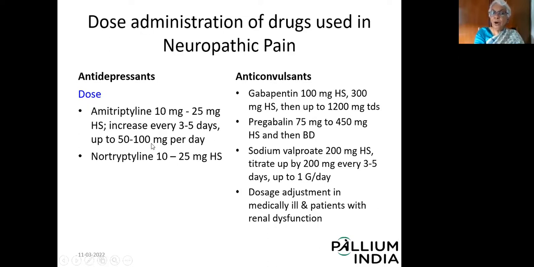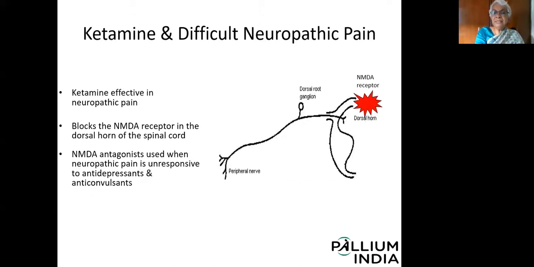But just remember, all these doses should be adjusted to the patient, whether the patient has comorbidities, or the body weight of the patient, or renal dysfunction or liver dysfunction. So that has to be kept in mind when you're giving these drugs. The other drug used in neuropathic pain is ketamine.